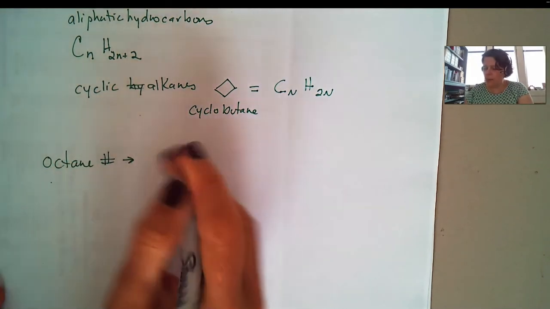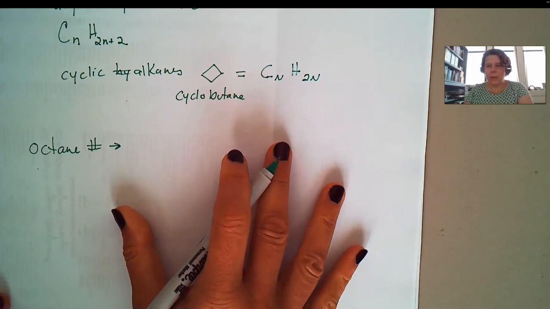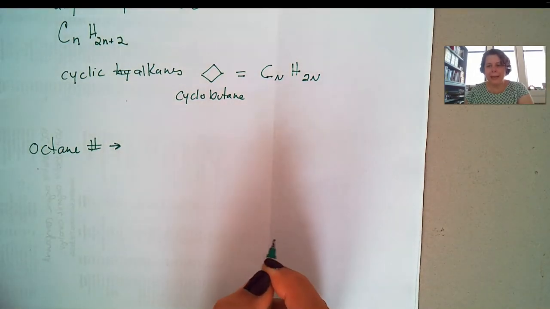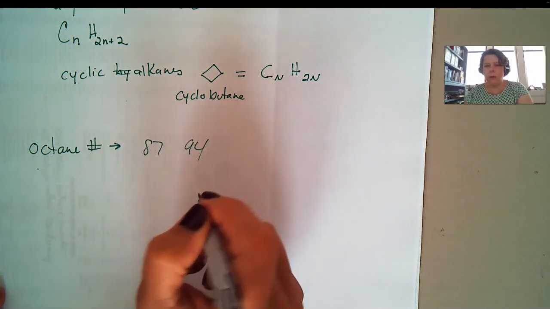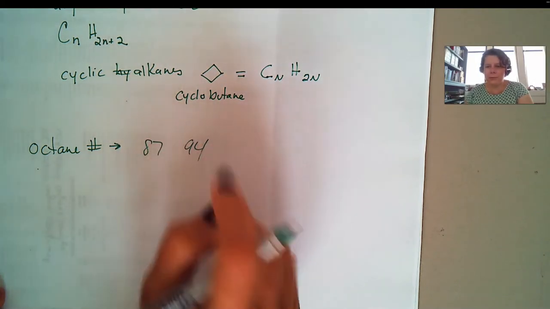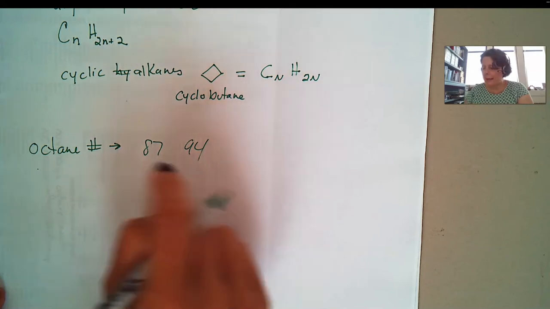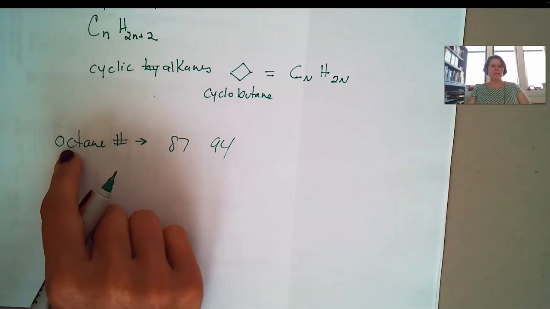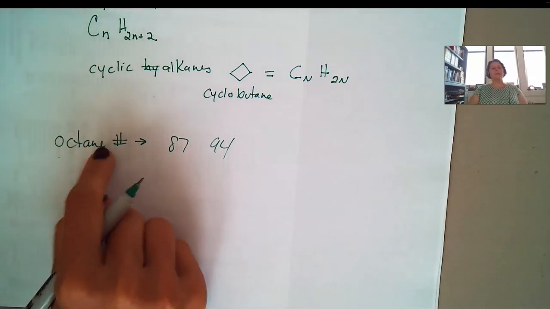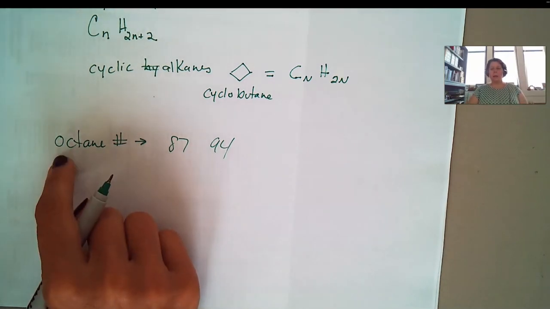Okay, so octane. We've talked about this before. When you buy gasoline, you get an 87 or a 94, there are these numbers associated with the gasoline, and it's called the octane number. Now that you've seen this, you should be going, ooh, octane. So it's a single bonded 8 carbons.